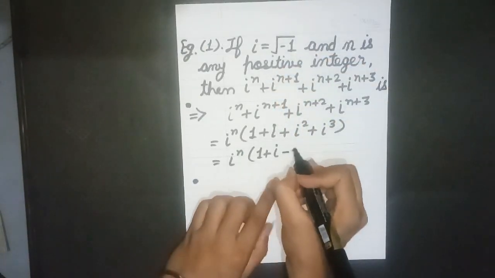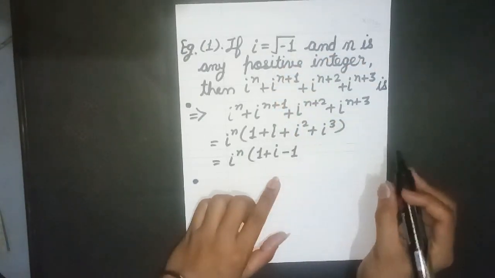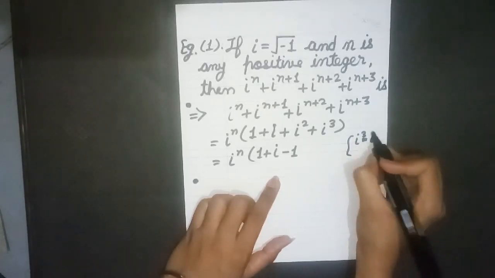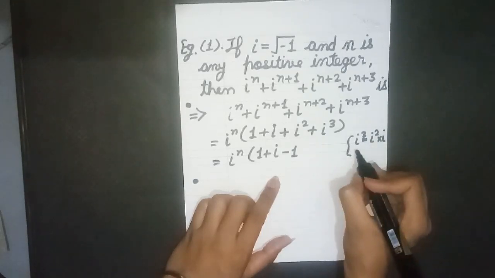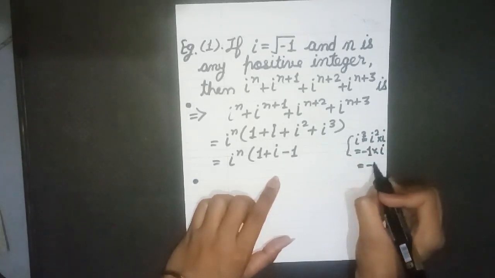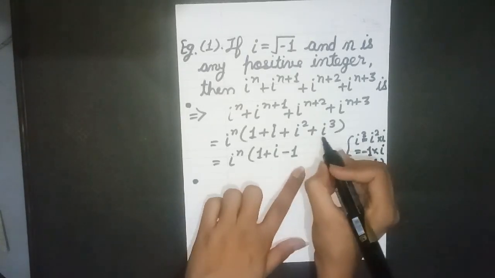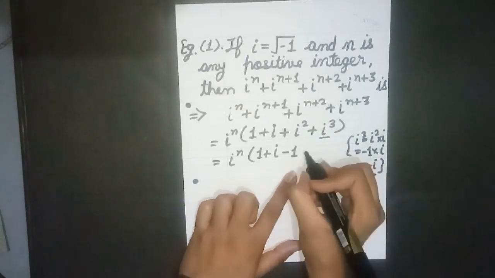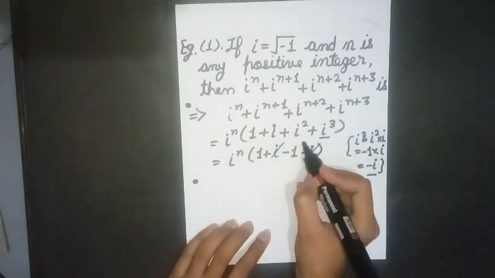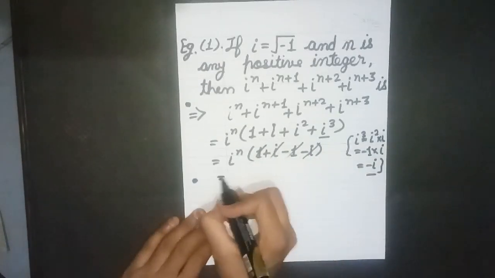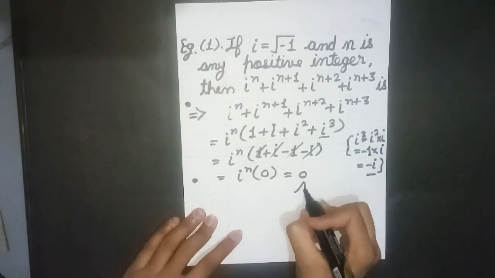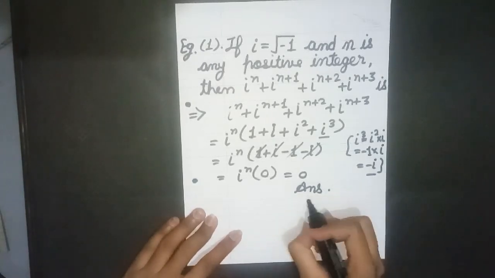Now iota square is equal to minus 1. Got it? And iota cube is equal to iota square multiplied by iota, that is equal to minus 1 multiplied by iota, that is equal to minus iota. Got it? So we will put here iota. Now minus iota and iota will get cancelled, and minus 1 and 1 also get cancelled. So we will get 0 as the answer. So is that clear?